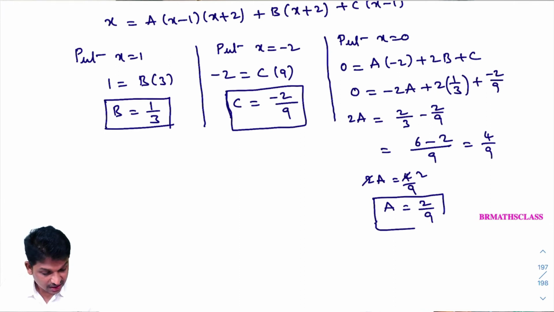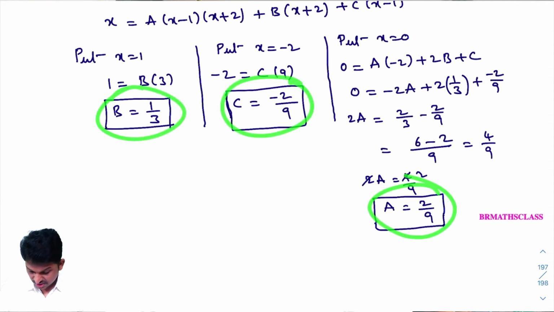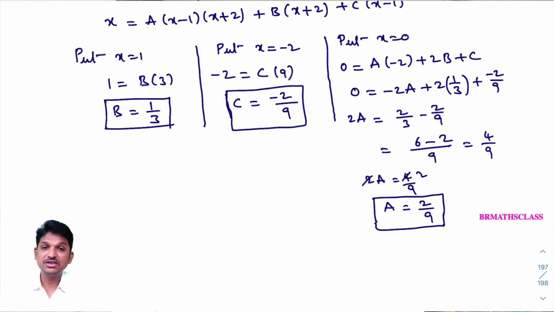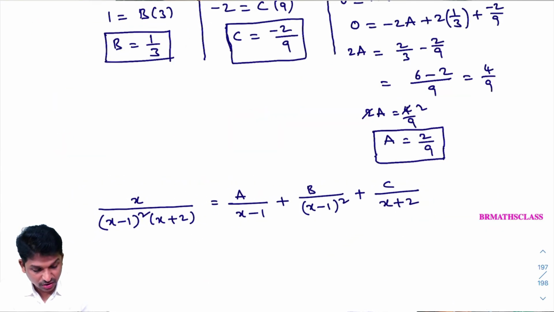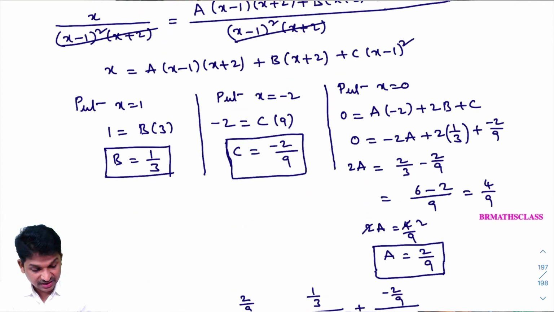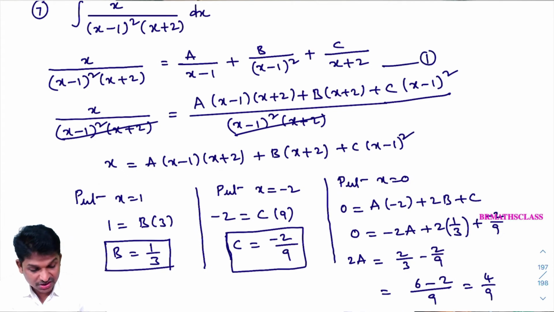So finally I got the a value, b value, c value. A value is 2 by 9. B value is 1 by 3. C value is minus 2 by 9. Good. Now take this and paste it here. As I got the A, B, C values, I will substitute those values. Value of A is 2 by 9. Value of B is 1 by 3. Value of C is minus 2 by 9. See, this is equation 1. Actually, I want to find the A value, B value, C value.